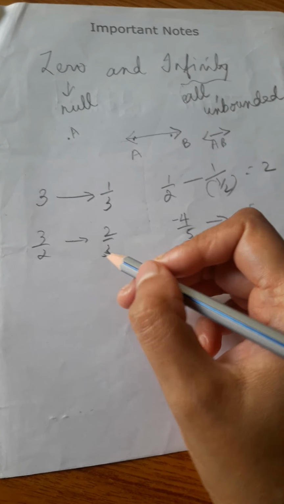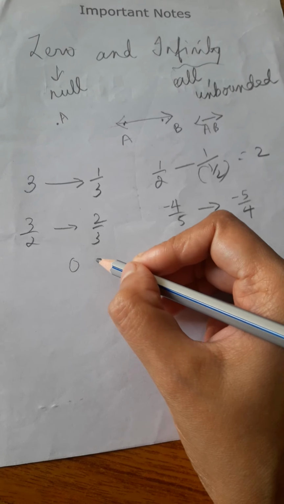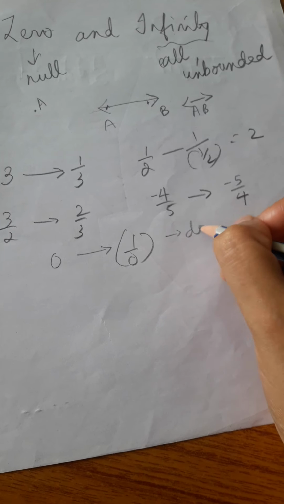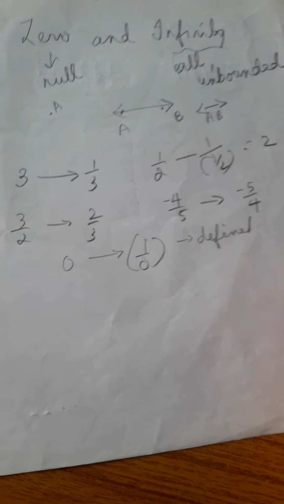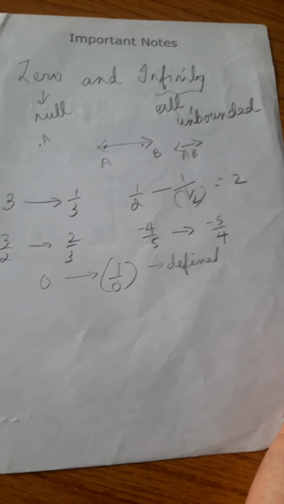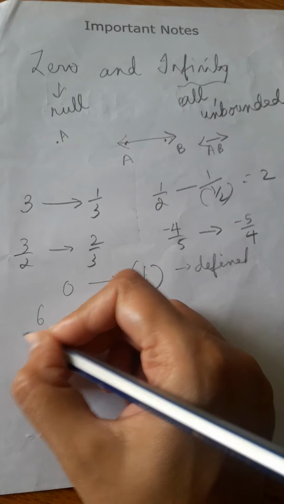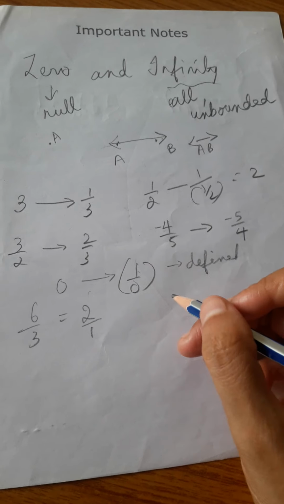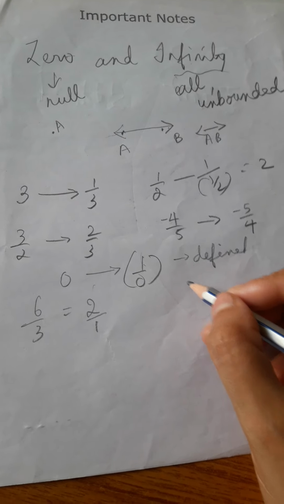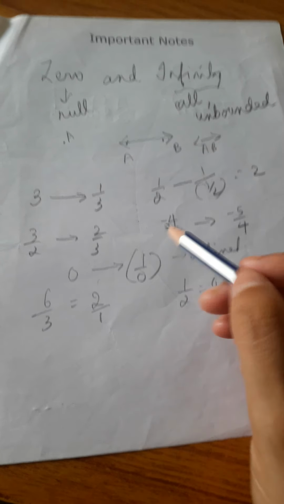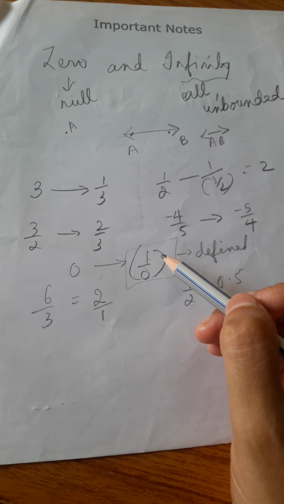But 0 doesn't have a reciprocal. The reciprocal of 0 is 1 by 0, which is not defined. Okay? It's like dividing the whole by nothing, emptiness, which you cannot define. You can divide 6 by 3, you will get 2. You can divide fractions. You can divide 1 by 2, which is 0.5, half. So it's defined, right? 1 by 0 is not defined.